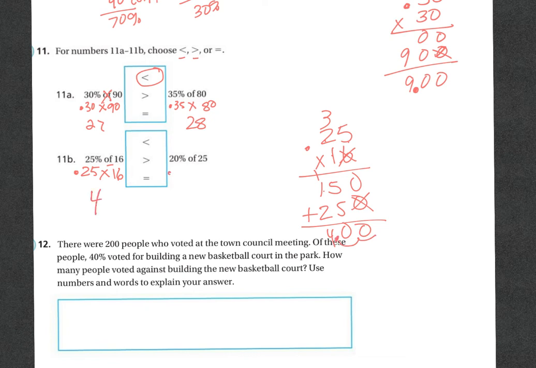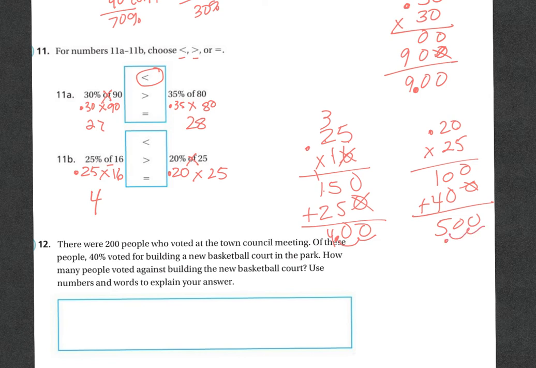On this side, we've got our decimal, 20, of means times, and 25. So I've got 0.20 times 25. 5 times 0 is 0. 5 times 2 is 10. Put my space saver. 2 times 0 is 0. 2 times 2 is 4. I'm going to add them up. I'm going to get 500. And again, I have 2 decimal spaces, so I'm going to move it over. So I'm going to get 5. 5 is bigger than 4, so I'm going to circle this way because this is saying 4 is less than 5.